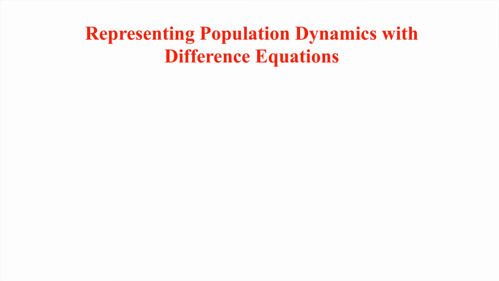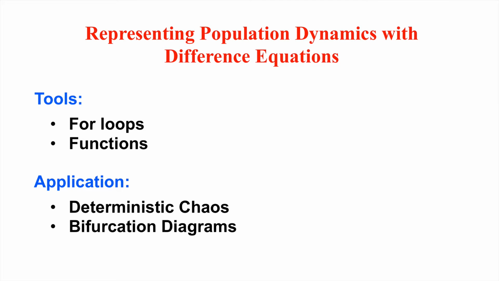Hi there! In this R Labs lesson, we will be talking about representing population dynamics with difference equations. In this particular video, we'll discuss the basics of difference equations using some simple tools such as for loops and functions. If you don't know much about for loops and functions, feel free to check out our other lessons on these topics. In the accompanying application video, we'll discuss a special case of representing population dynamics with difference equations, namely representing deterministic chaos and generating a bifurcation diagram.